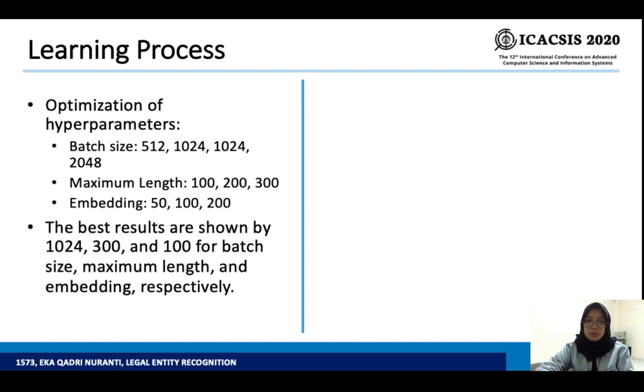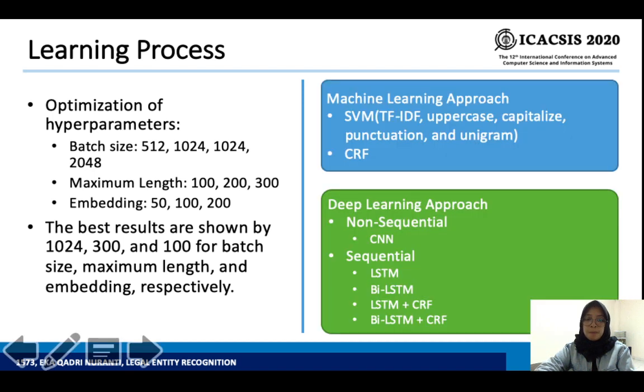In this study, we want to compare several machine learning methods, such as SVM, which is usually used as the baseline model in machine learning, and CRF, which is used as a statistical approach to the appearance of the token tag. And for deep learning methods, we try non-sequential and sequential methods. Sequential methods are usually used for text processing. Non-sequential methods are widely used for image processing.